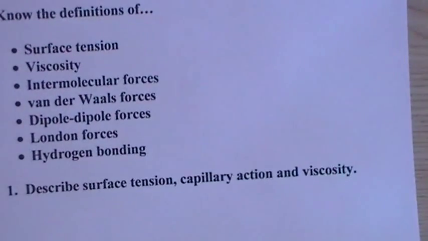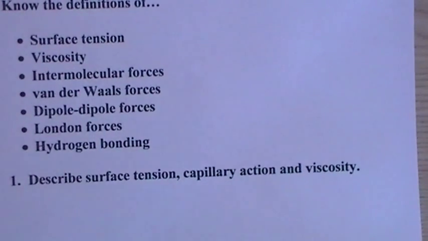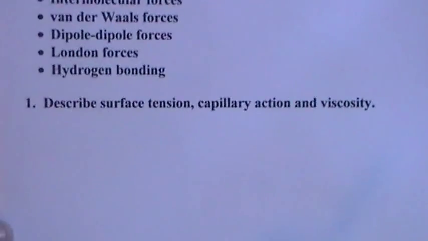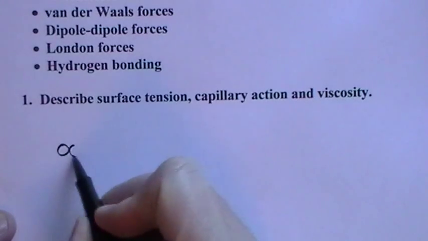Okay, describe surface tension, capillary action, and viscosity. So surface tension, the definition is the energy required to increase the surface area of a liquid by a unit amount. Often those definitions, though they're correct, don't give us as much information as we'd like.